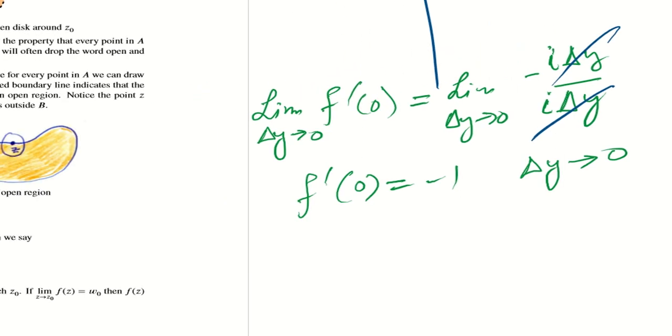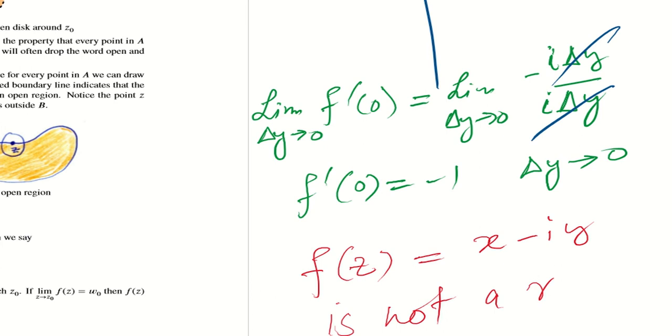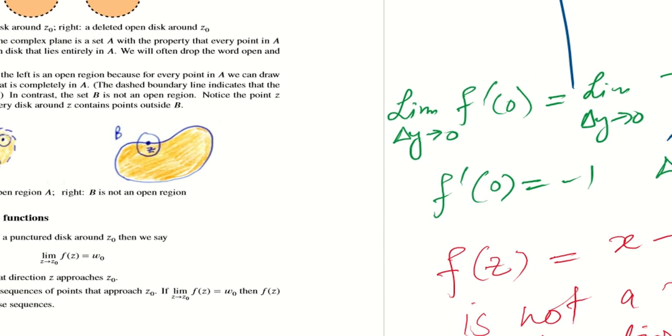That the function f of z, that is x minus iota y, is not a regular function because we are getting different values from approaching from different directions. This is the thing that you should keep in mind, what we mean by applying a limit and the regularity of functions.